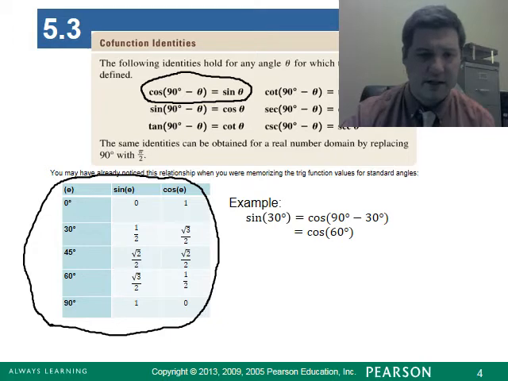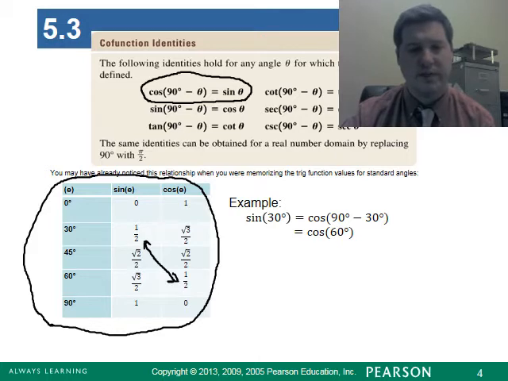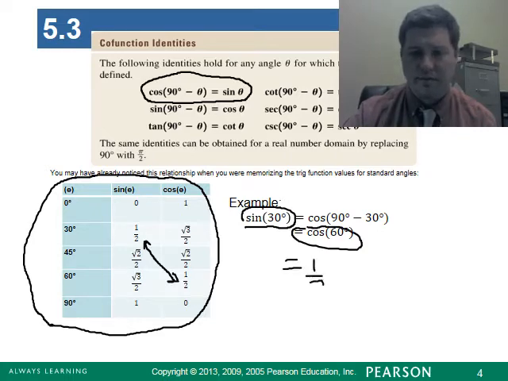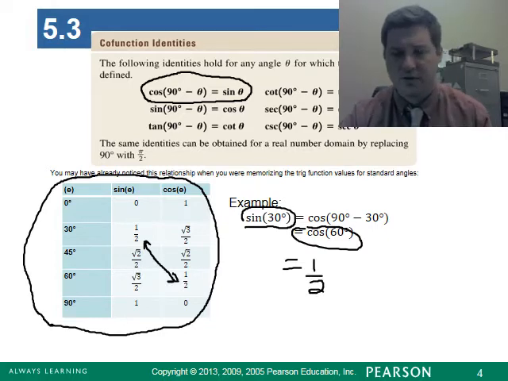The idea here is, say, 30 and 60 degrees add up to 90. Well, the sine of 30 is equal to the cosine of 60. I've got that written out over here on the side. The sine of 30 degrees, if I take 90 and subtract 30 from it, I get 60. So the function values of sine and cosine are going to be equal. They're both going to equal 1/2. So this is just formalizing something you may or may not have already figured out.